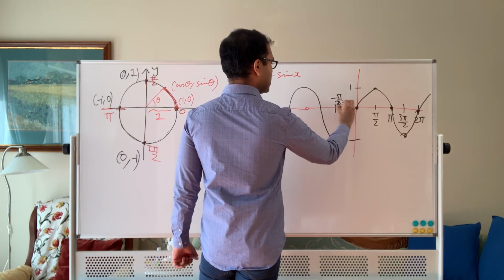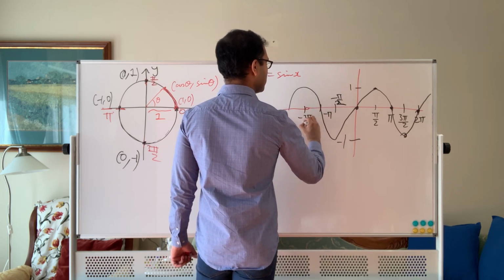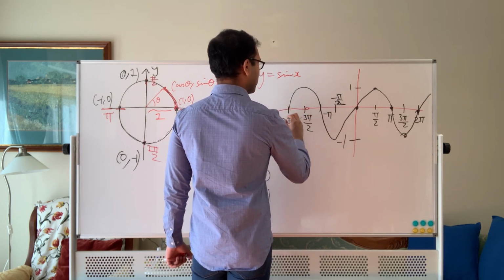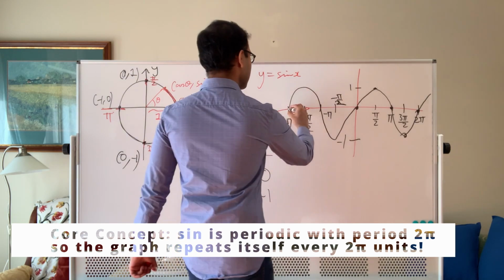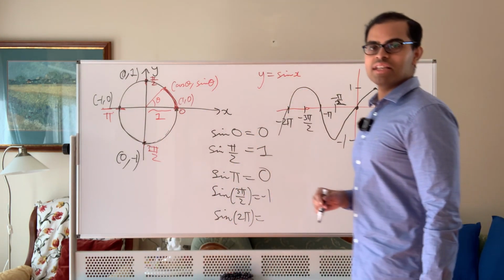This is going to be pi, minus pi. This is going to be minus 3 pi over 2, and this is going to be minus 2 pi. Okay, so this is going to be your graph, and it's going to keep going. It's just what is called a sinusoidal wave. It's just a wave.